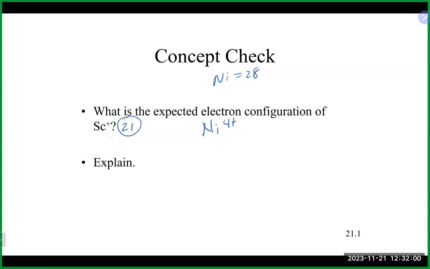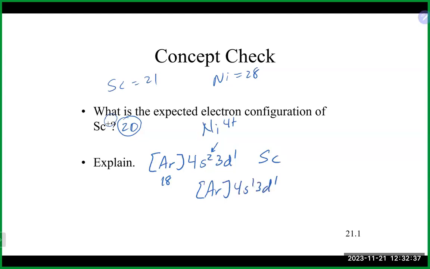Okay, so let's take a look. Sc with no charge is 21. As a +1 charge, which means it lost an electron, it will have 20 electrons. Argon would get you to 18 electrons, and then technically we would have 4s2 3d1 with no charge. With the +1 charge, we get rid of one s electron, but we still will have an s left, right? So we will have argon 4s1 3d1 in this case.